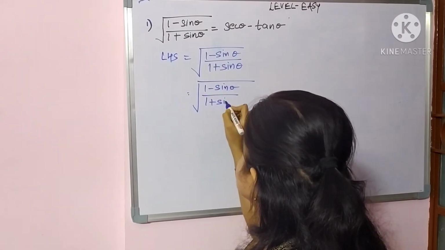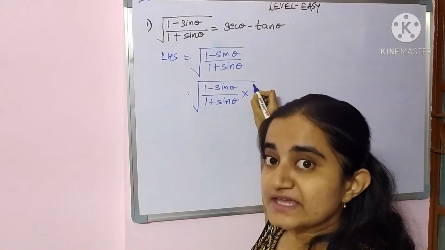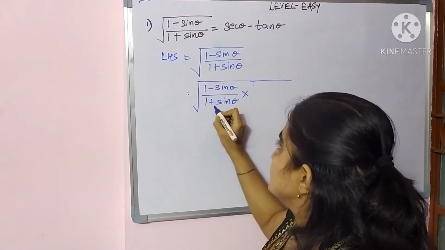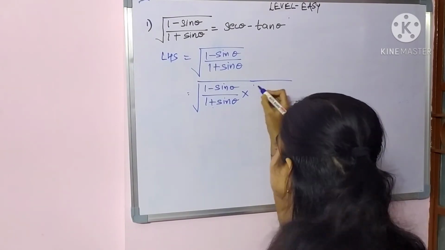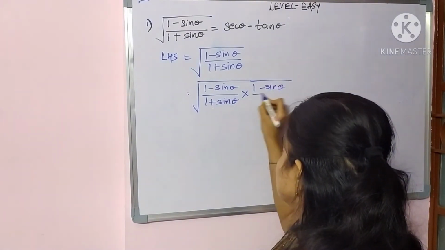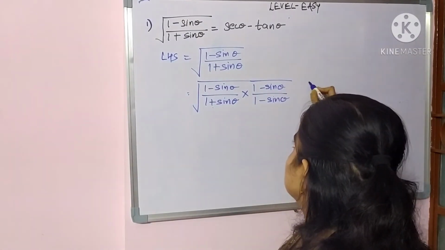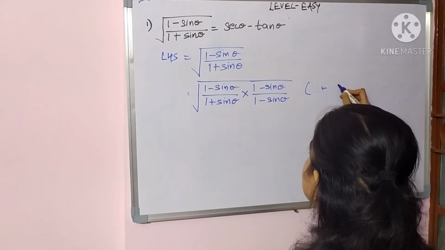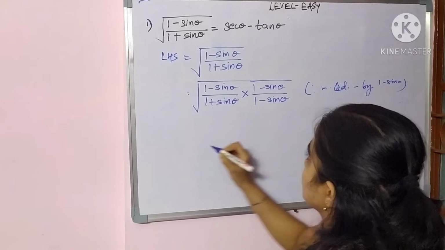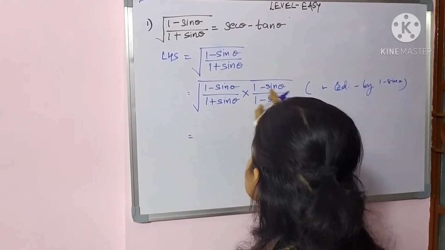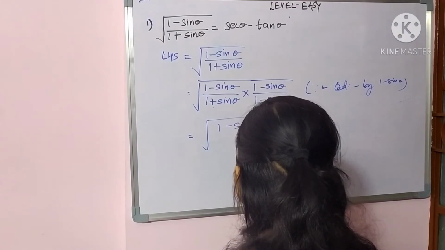1 plus sin theta. We will rationalize again. How? Here we are having a plus sign. By taking it there, we will convert it into a minus sign: 1 minus sin theta. So multiply and divide by 1 minus sin theta. Here you can write multiply and divide by 1 minus sin theta. Now what we will do? 1 minus sin theta, 1 minus sin theta. See, it will be eliminated very easily.